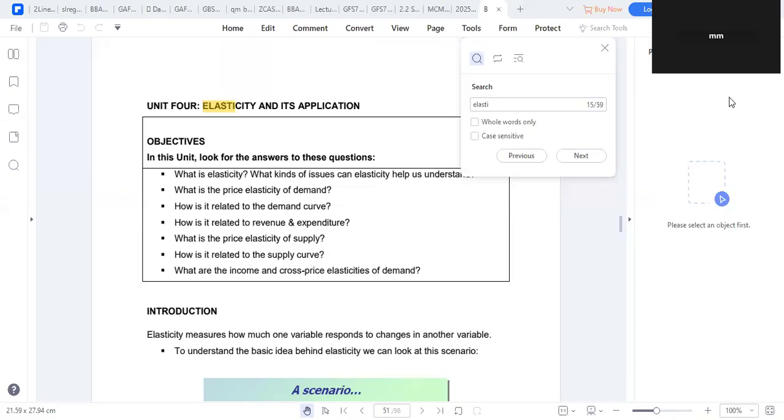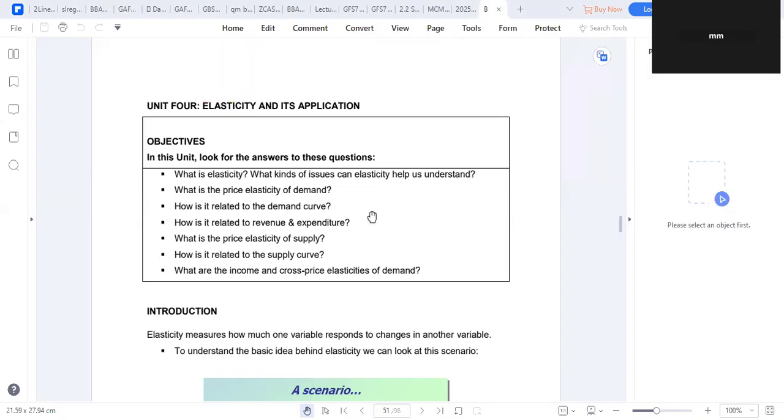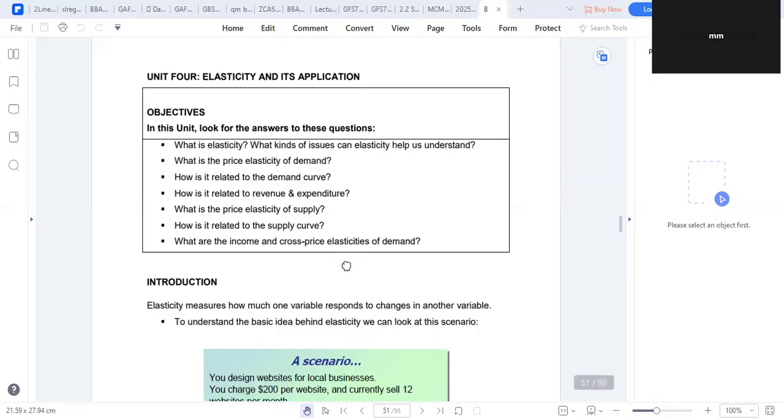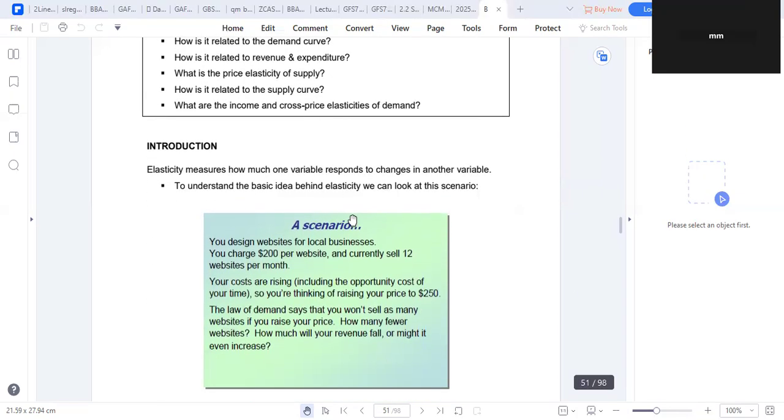So we're looking at elasticity of demand. By the time we're done with this unit, we should be able to understand what elasticity is and what kinds of issues elasticity can help us understand. We should also be able to determine what price elasticity of demand is and how it is related to the demand curve, and how it is related to expenditure and revenue. We also look at elasticity of supply and how it is related to supply.